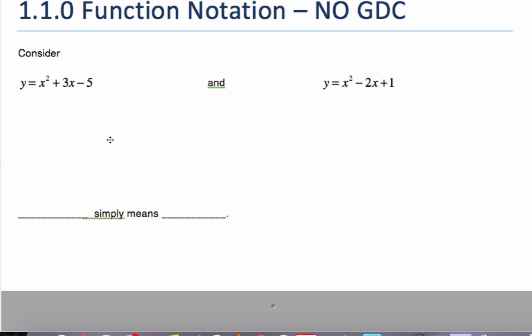So, Miss Weaver, I have two equations. Can tell what time we're doing this at. Time for school to start.